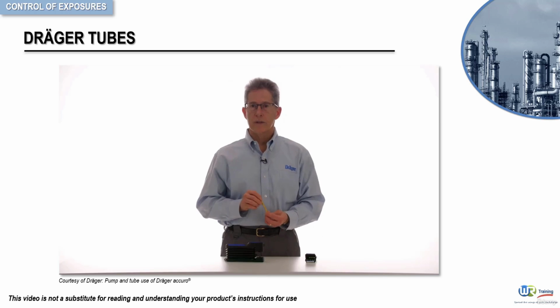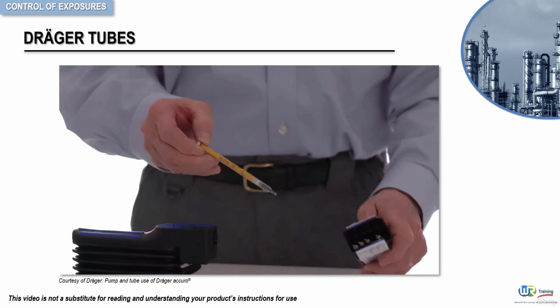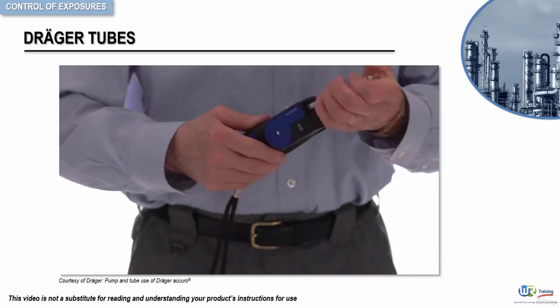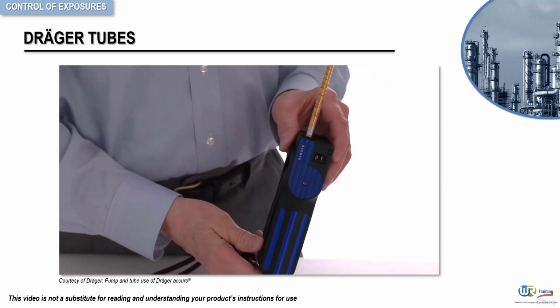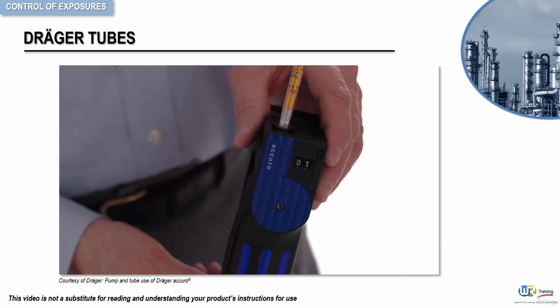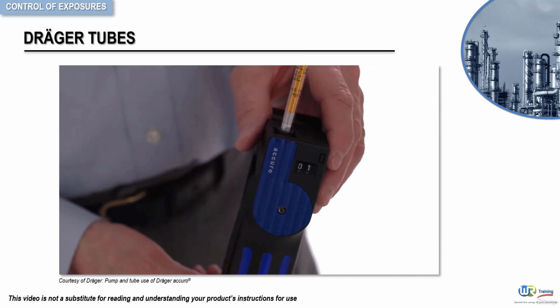Before we do anything, we'll need to conduct a leak test on the Accuro. Insert an unopened Dregger tube securely into the inlet and completely compress the bellows. The end of stroke indicator will turn from white to black. The pump is adequately leak-proof if the end of stroke indicator has not turned white within 15 minutes.